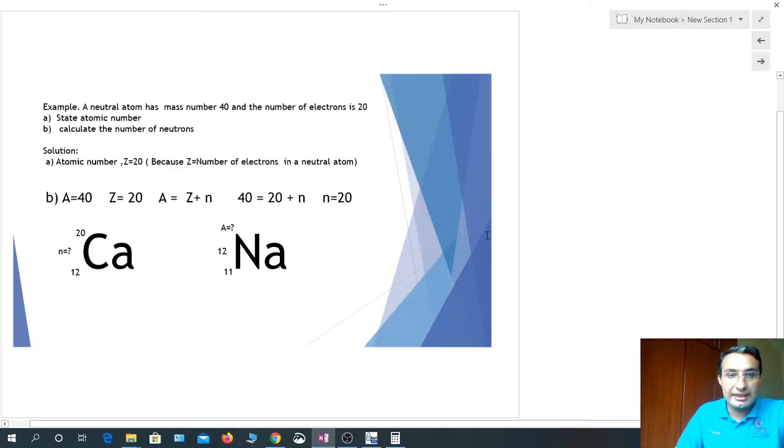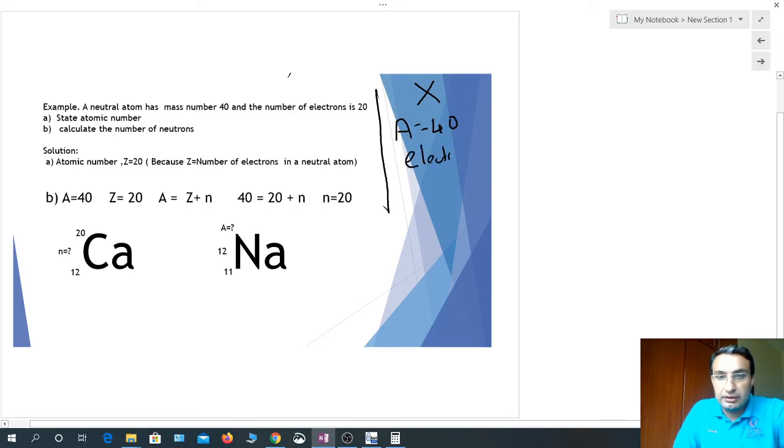So in our second example, you can see a neutral atom has mass number 40. Let me write. There is a neutral atom, say X is a neutral atom. Its atomic mass is 40, and the number of electrons is 20. Option A: state the atomic number. What is the value of P or capital Z?